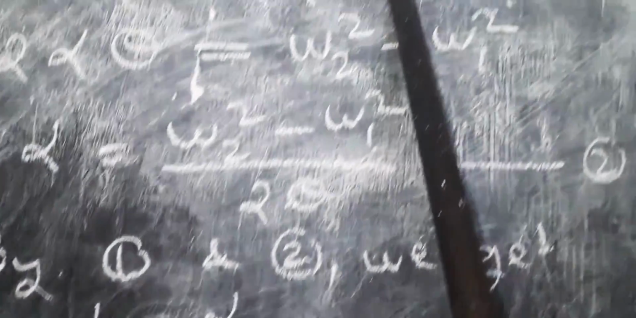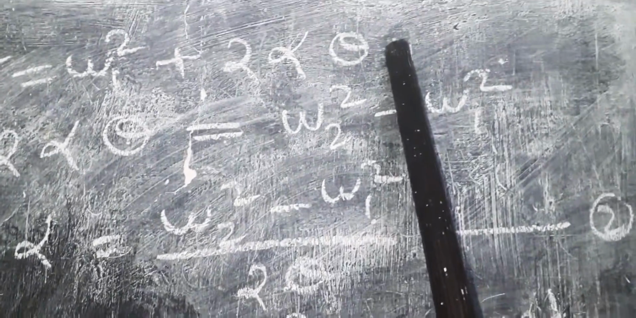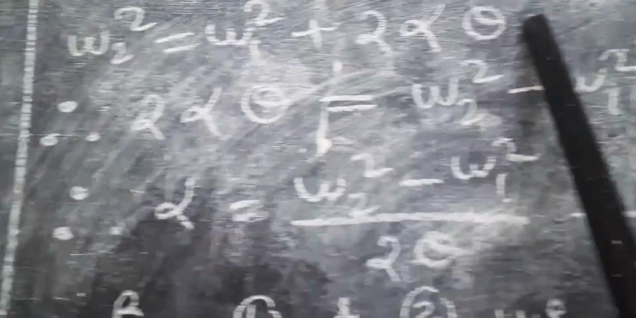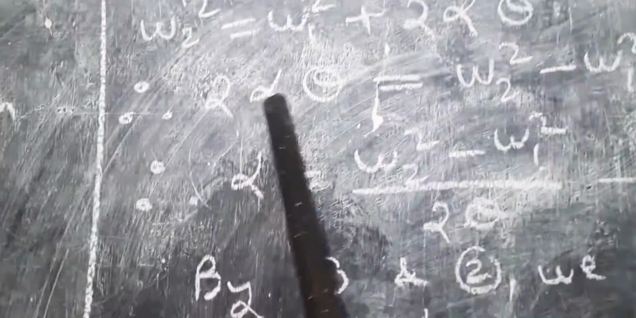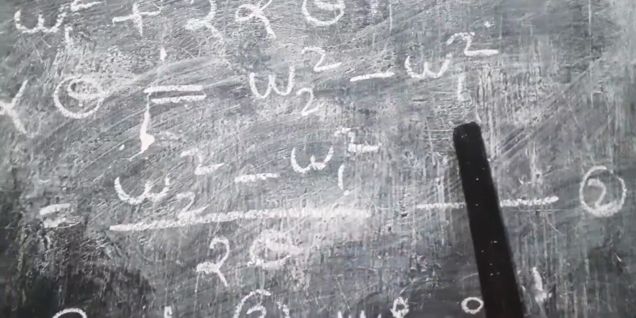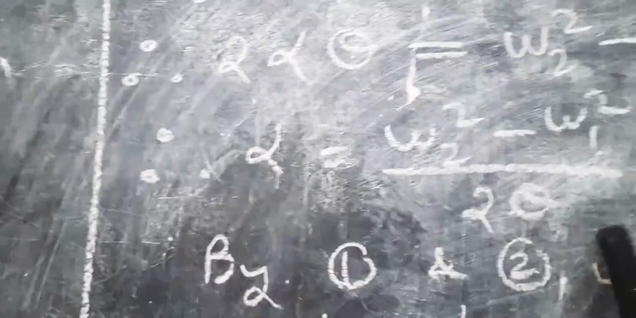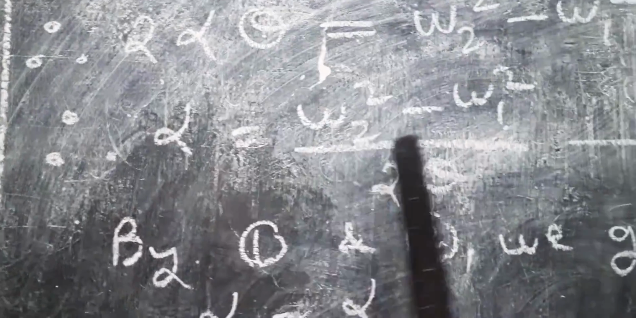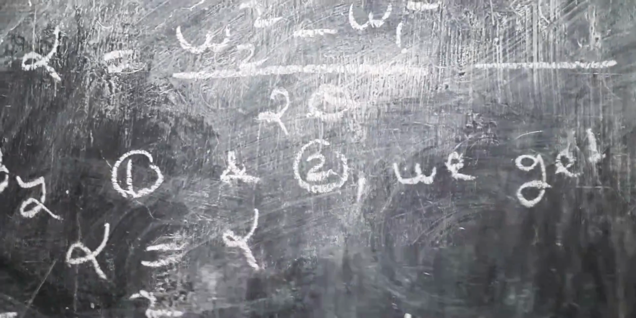Theta means angular displacement. s indicates linear displacement. Here theta means angular displacement, the difference is there. So again we can transfer this omega 1 square to this side. So we get twice alpha theta is equal to omega 2 square minus omega 1 square. So again, transfer 2 theta to the other side, it becomes division. So alpha is equal to omega 2 square minus omega 1 square upon 2 theta, equation number 2.